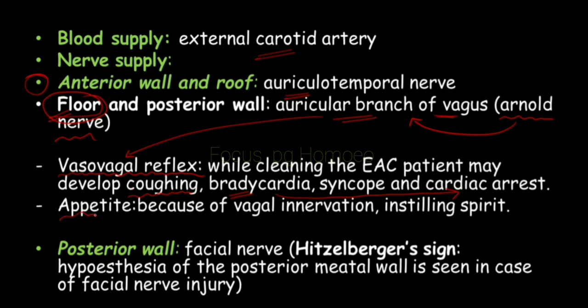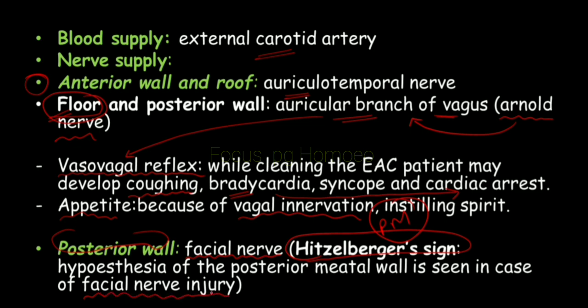And sometimes appetite also increases because of the vagal innervation. In case of the posterior wall, this is a very interesting phenomenon. It is supplied by the facial nerve, and there is one particular sign called Hitselberger sign, which is more important from the practice of medicine point of view. In case of facial nerve injury, there will be hypoesthesia, that is, sensation will be reduced in the posterior meatal wall. So this you have to remember.